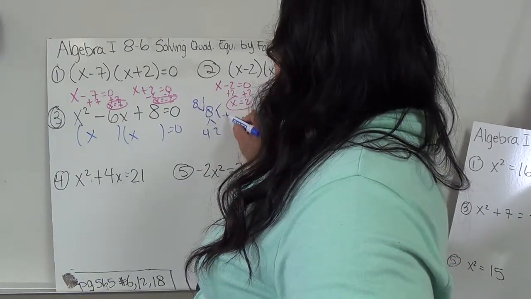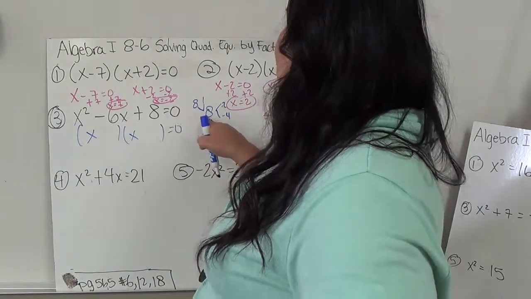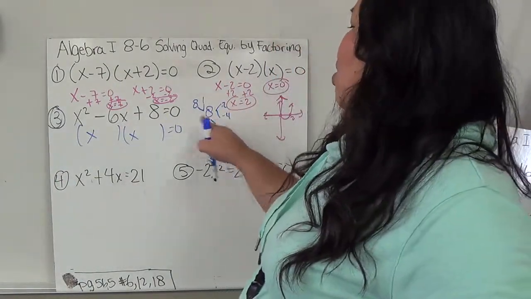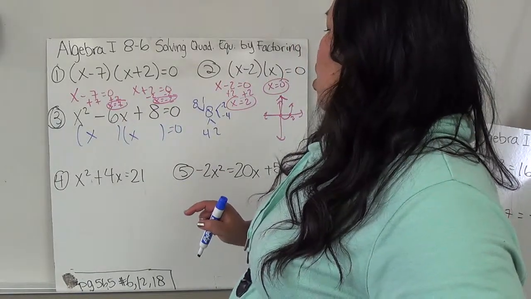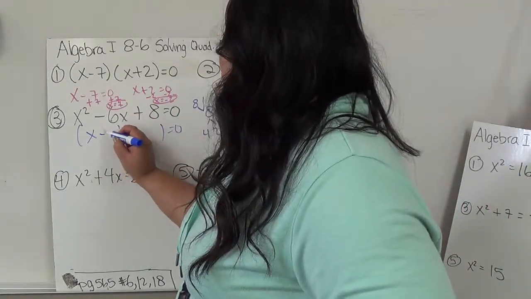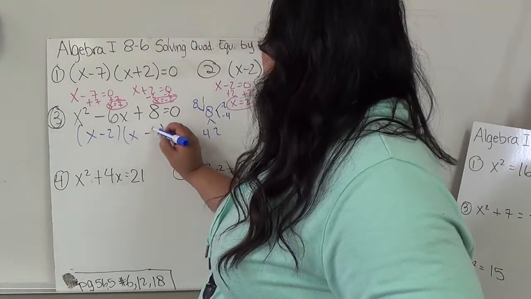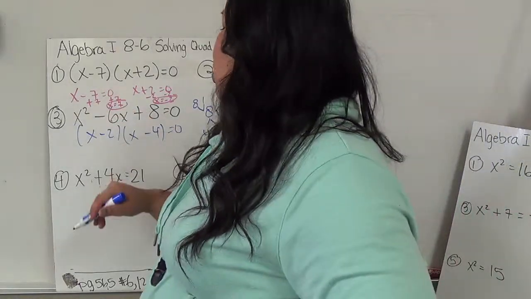So if I do negative 4 and negative 2, if I multiply them together, the negatives cancel out to still give me a positive. And if I add them together, it gives me a negative 6. So my answer is negative 2, negative 4. And be sure to check it. Multiply back out, so make sure you get that.